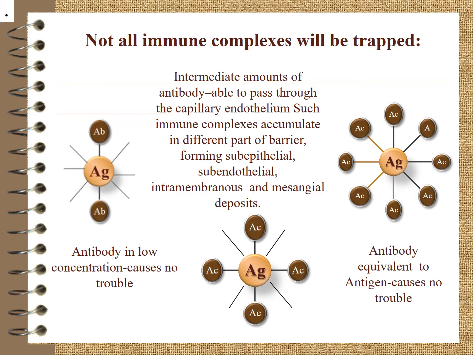The smallest molecules will reach a subepithelial position. The second type of molecules, of medium size, is much more important in the meaning of glomerular damage. Such immune complexes accumulate in different parts of the barrier, forming subepithelial, subendothelial, intermembranous, and mesangial deposits.